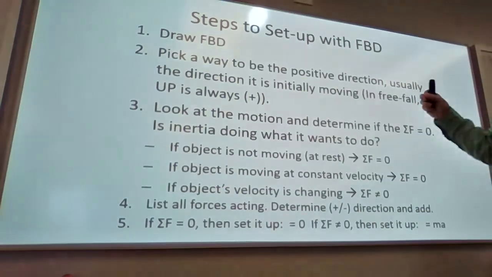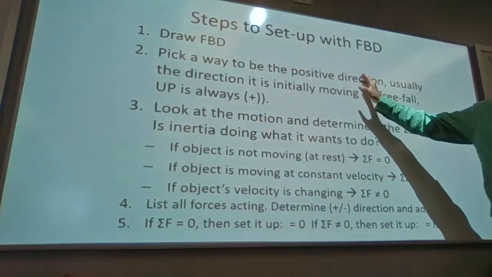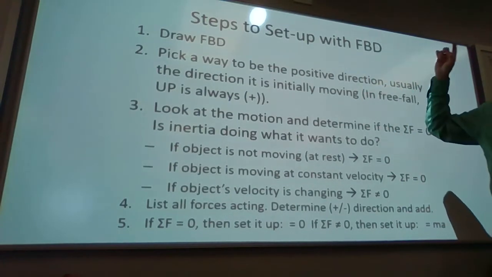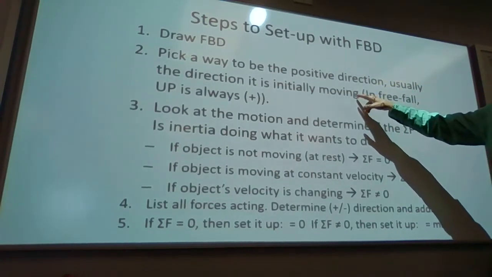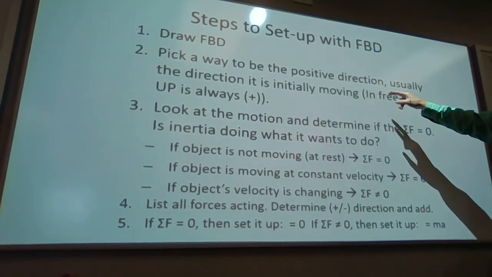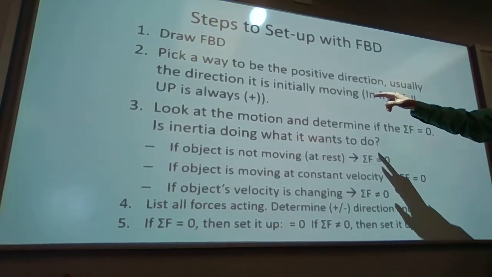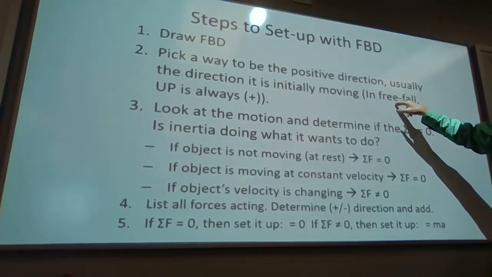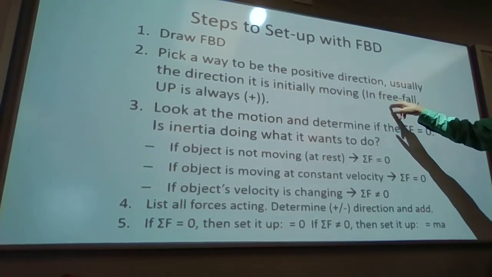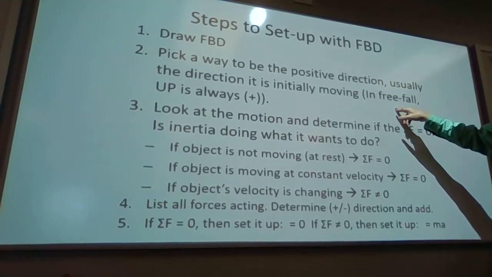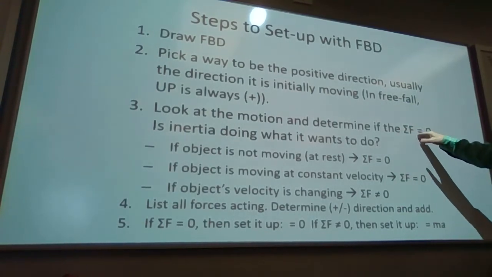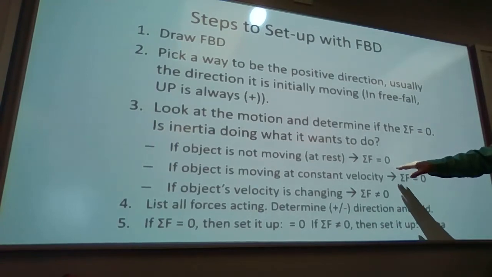Okay. So I copied and pasted this from last unit. Draw the free body diagram. Pick the way you want to be the positive direction. Usually the direction it's initially moving. Make that the positive direction. In free fall, up is always positive. Okay. Look at the motion to determine if the net force is equal to 0. Is it moving?